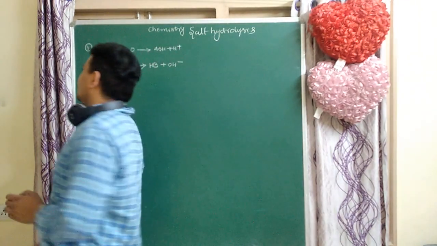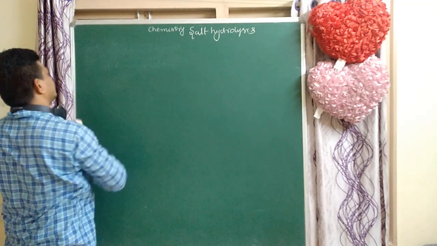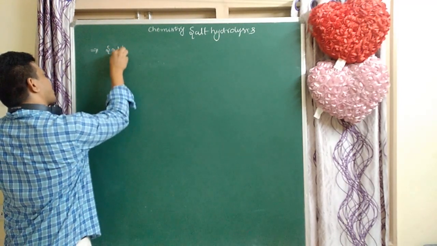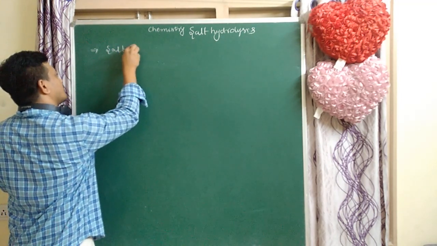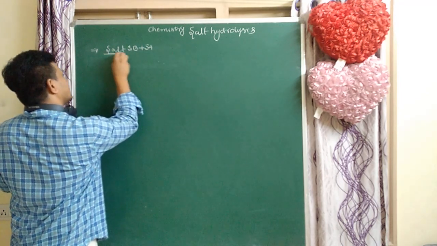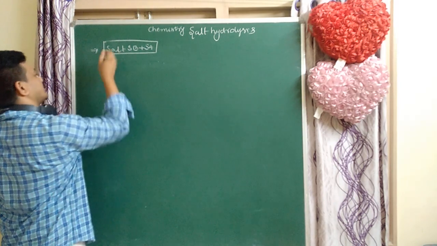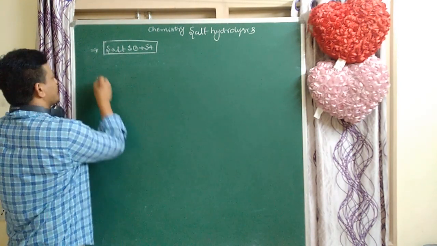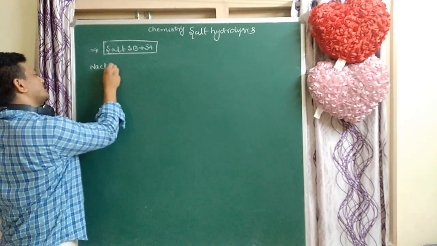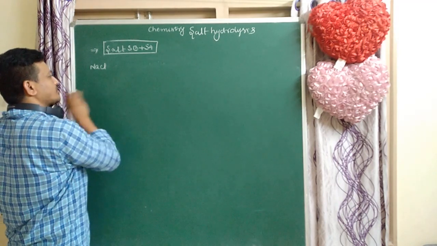So here, the first type is salt with strong base and strong acid. For example, NaCl. This salt came from a strong acid and a strong base.